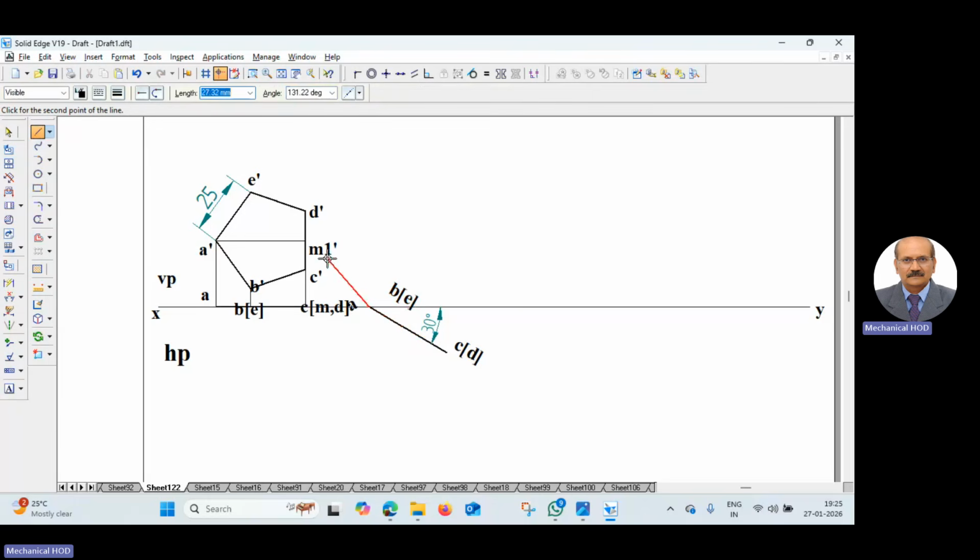This is A. This is A. Here draw the projection. Then B and E. This is E. Use the alignment indicator to get the position. Then C dash D dash.